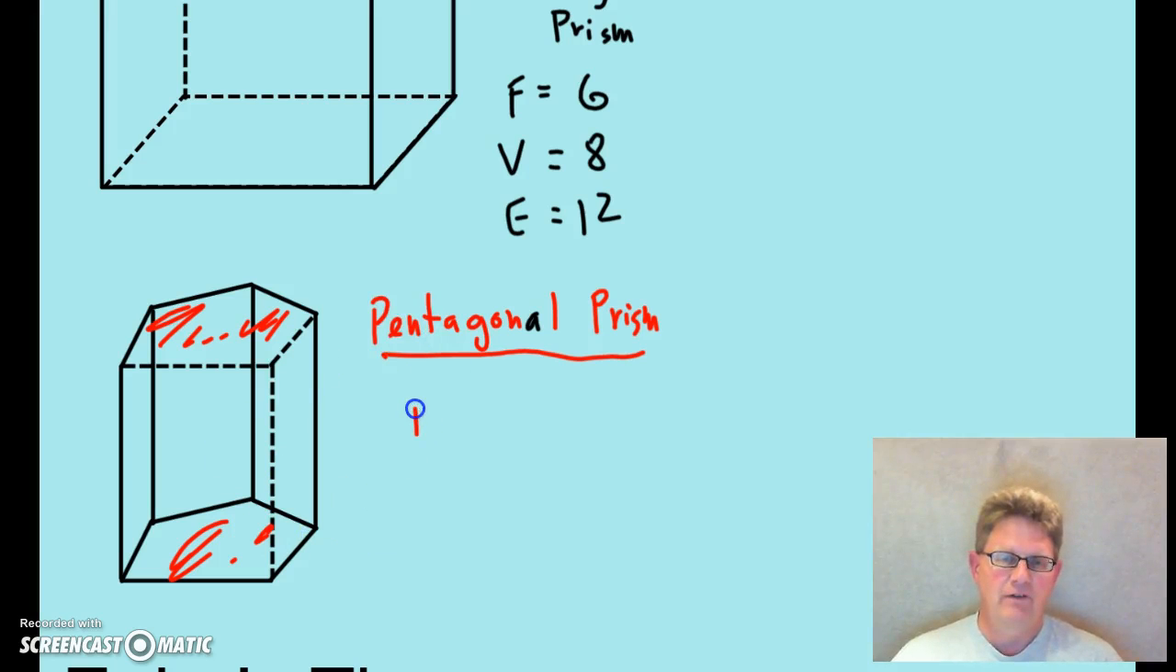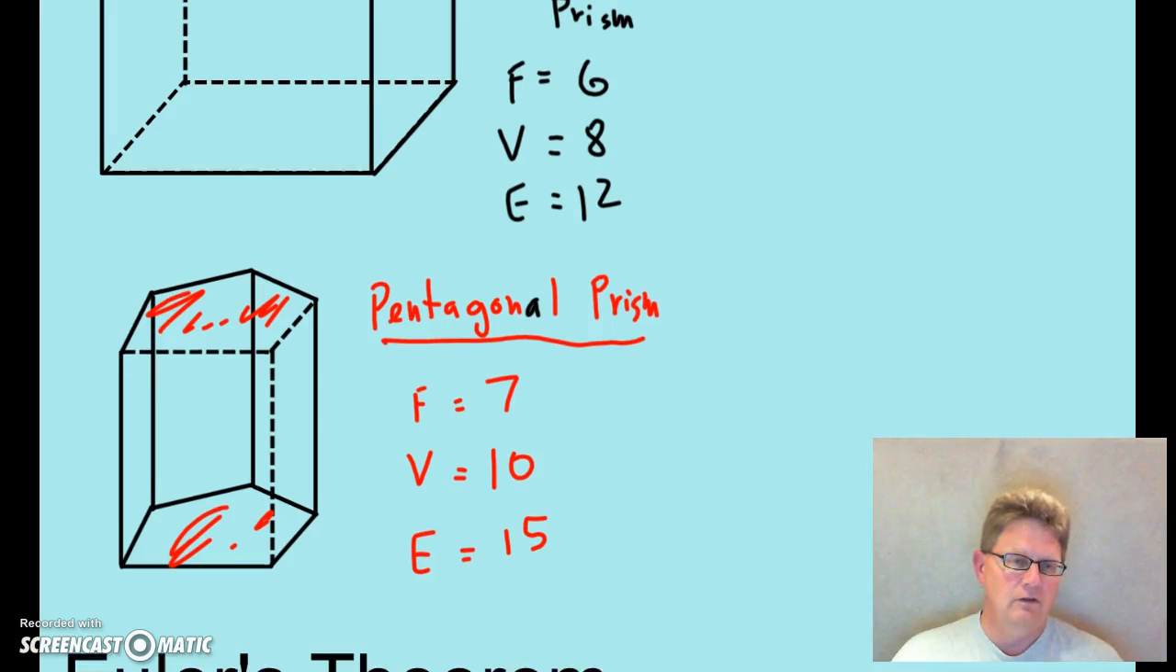I know. How many faces? Well, you've got the 2 bases. That's 2, and then 5 lateral rectangular faces, total of 7 faces. Vertices: 5 on the top, 5 on the bottom, 10 vertices. And how many edges? 5 along the top, 5 along the laterals, and 5 on the bottom. Total of 15.